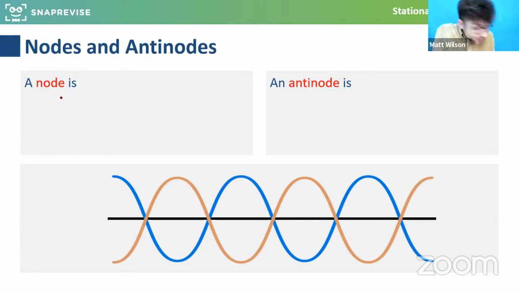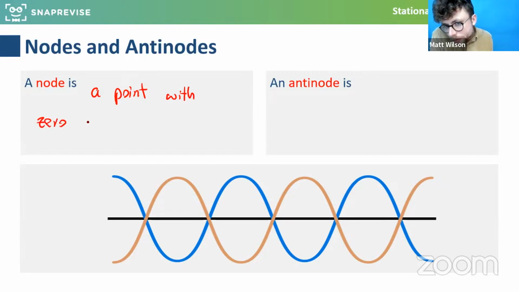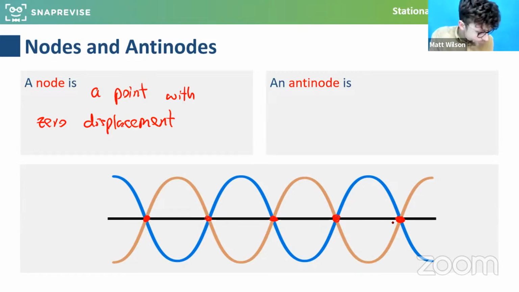So if we have a stationary wave, a node is a point with always zero displacement. So a node is one of these places of constant destructive interference. So there's a node, there's a node, there's a node, and you get the point. It's these points that are never moving away from the origin.